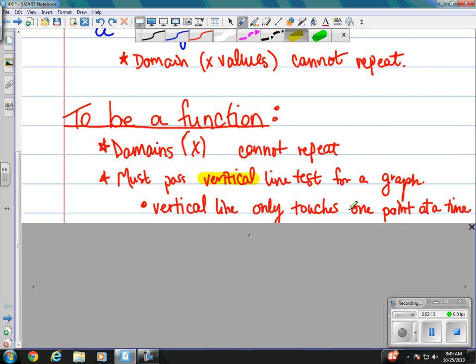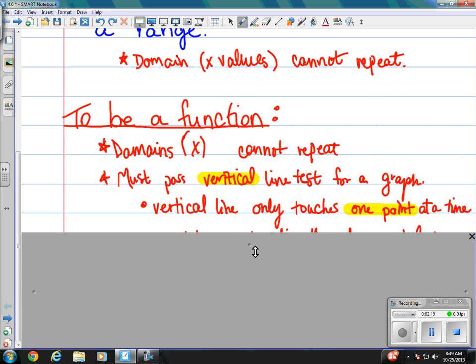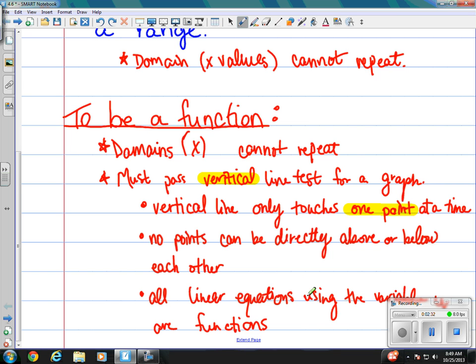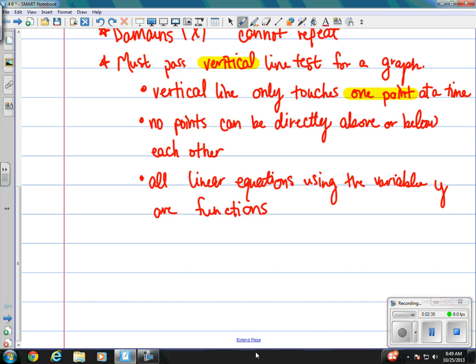And the keyword there is only one point. So if a vertical line touches more than one, that means it's not a function. Basically that just means no points can be directly above or below each other, because if they're on a vertical line and directly above or below, it's going to fail the vertical line test. The very last thing is that all linear equations, that means all of our lines, using the variable y are functions. That's because your y value will keep it from being completely vertical.